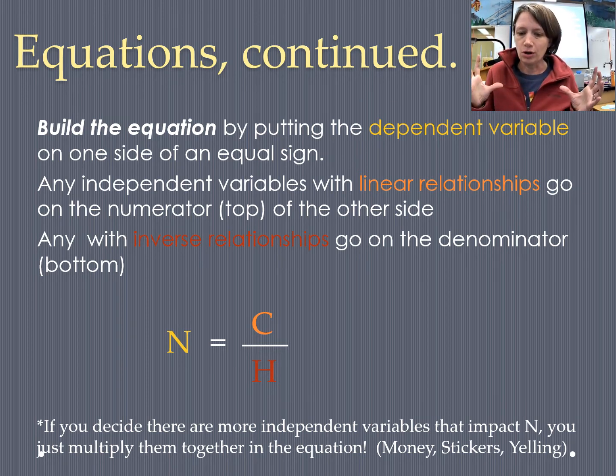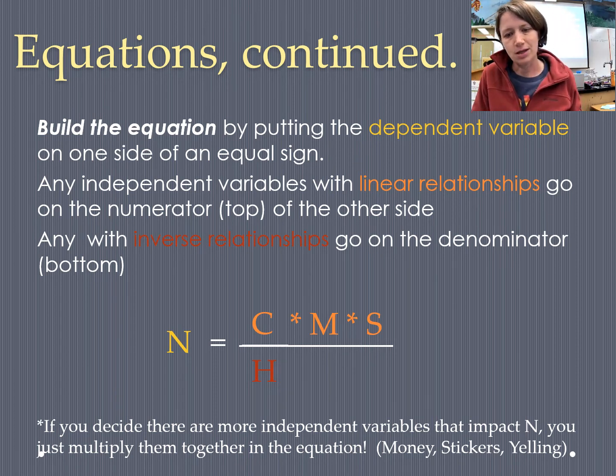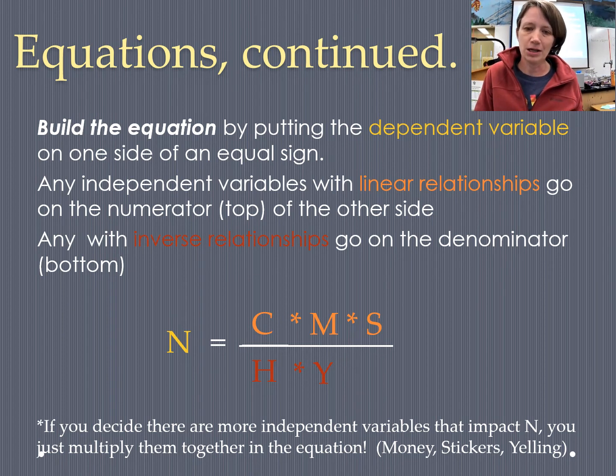So if you learn through your research or your logic that there were actually more variables, the way you put more variables into the relationship is you just multiply them together on the same side of the fraction wherever they belong. So if I wanted to put money, stickers, and yelling into this, I'm just going to make that bigger. I'm going to multiply all my linear relationships on the top. So now it's candy times money times stickers. And on the bottom, I've got homework times yelling. So we've got all our linear relationships on the top, and all our inverse relationships on the bottom. And this would be our new and improved equation for niceness that has a little bit more information than our original one.